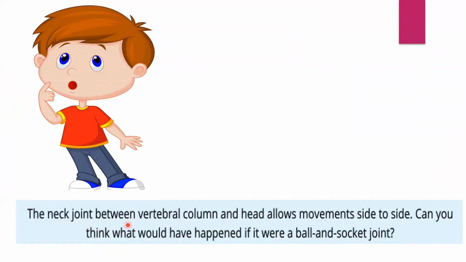The neck joint between the vertebral column and head allows movement side to side only, not in all directions. Can you think what would have happened if it were a ball and socket joint?